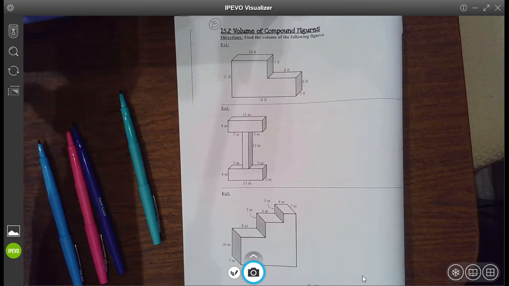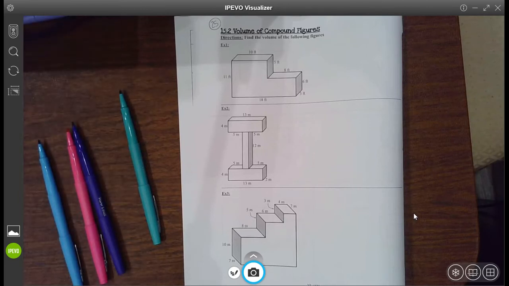Hello, my little mathematicians. We are going to do volume of compound figures. So a compound figure is kind of like a composite figure where it's two or more shapes put together. And volume is the space inside. So first of all, let's find the volume of each individual shape that makes up that compound figure.